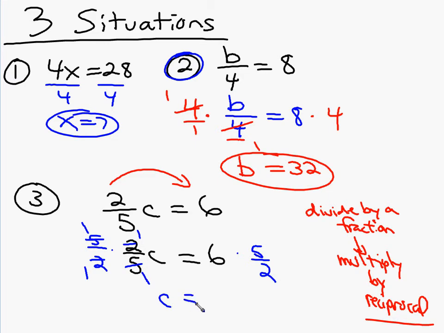On the right side, I have to do my multiplication with fractions. So I have to put 6 over 1, and then I need to do my factoring. 2 divided by 2 is 1. 6 divided by 2 is 3. Multiply across. 3 times 5 is 15 over 1, which is just 15.